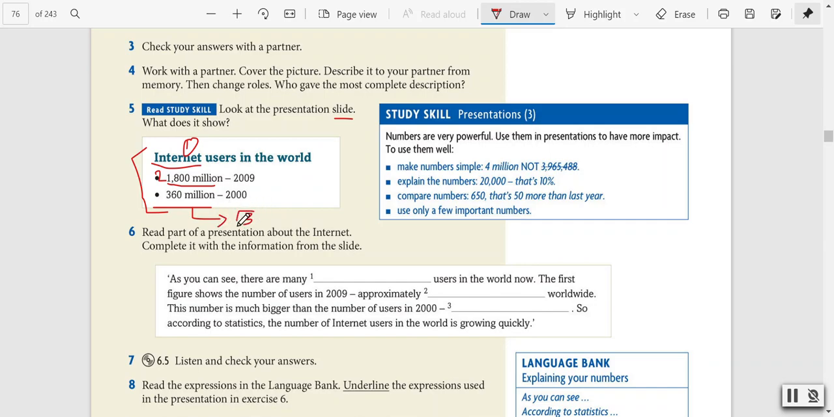Number three, this one: use only important numbers while you are presenting your presentation.